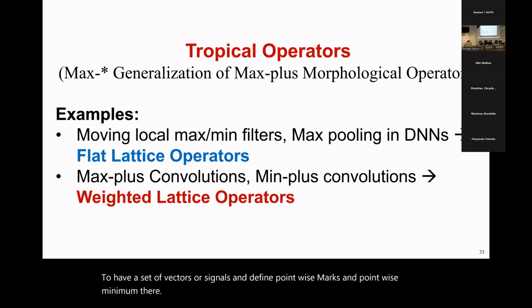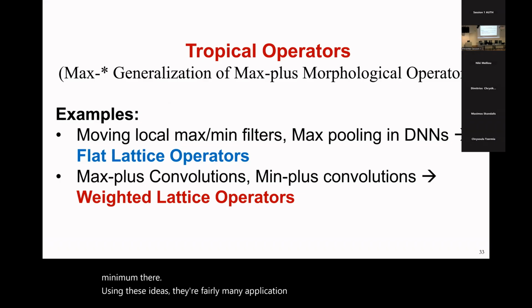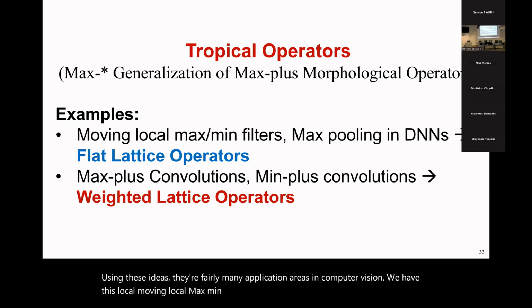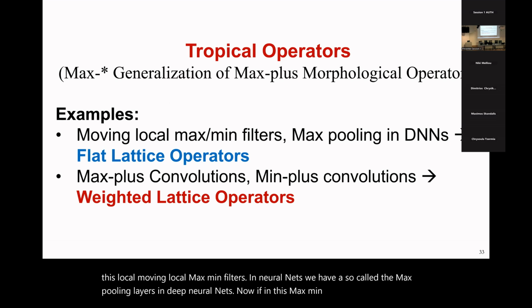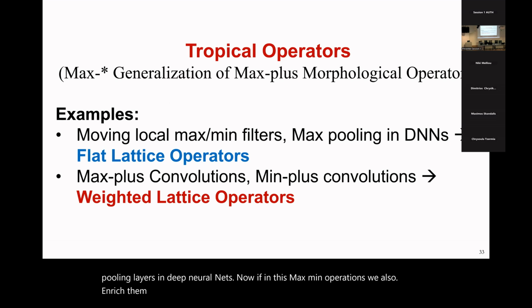Using these ideas, there are fairly many application areas. In computer vision, we have these moving local max-min filters. In neural nets, we have the so-called max pooling layers in deep neural nets. Now, if in these max-min operations we also enrich them with the plus, and have max plus, so we have weights, then we end up with the so-called max plus convolutions or min plus convolutions.